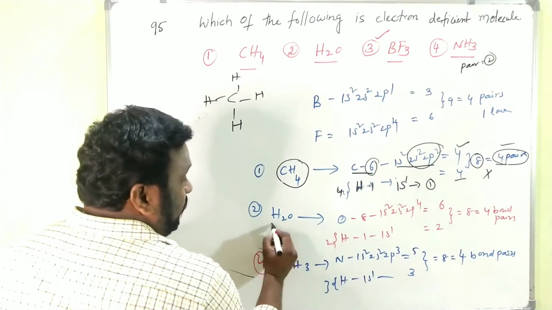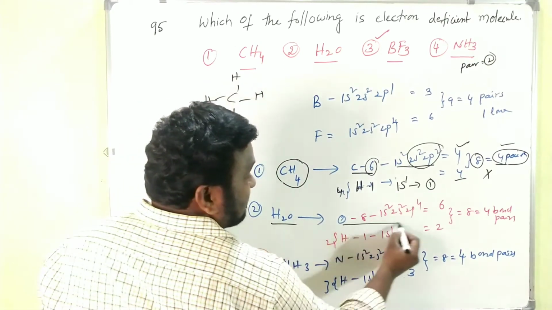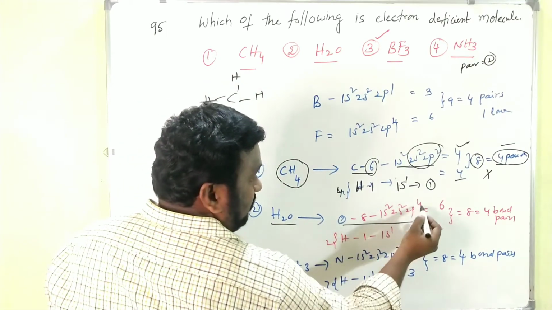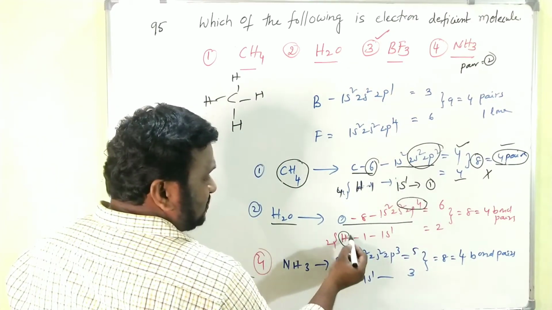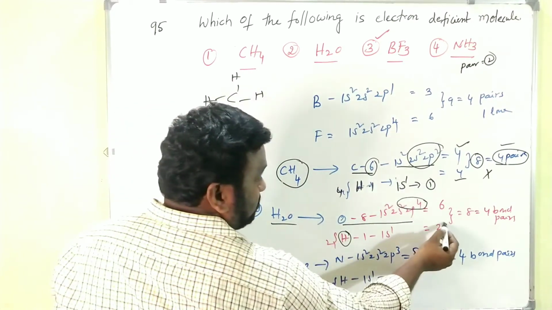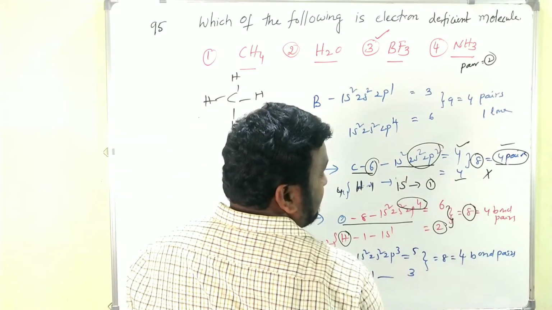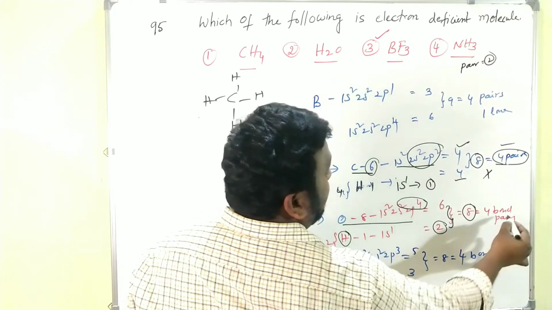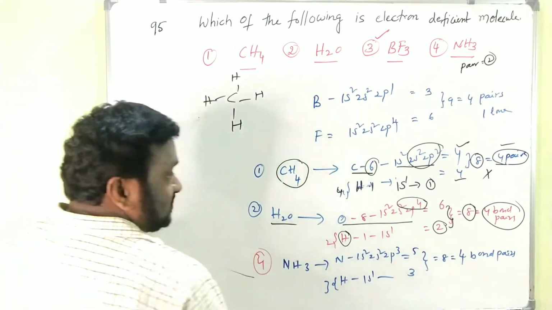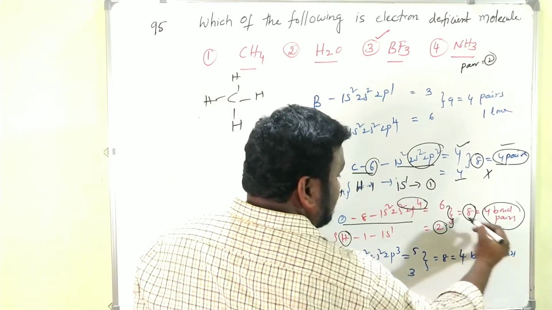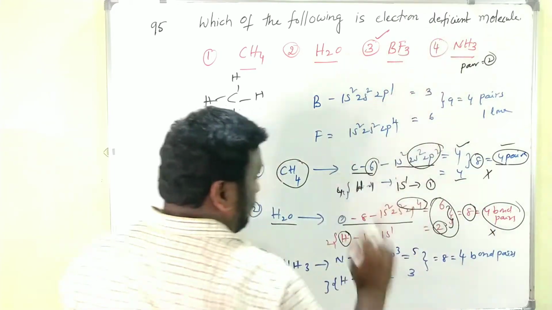Next, let's go for H2O. In H2O, oxygen is there. Configuration is 1s2, 2s2, 2p4. How many valence electrons are there? 6. As usual, hydrogen has 1 each, so 2. Again, 6 plus 2 means how many electrons? 8 electrons. For every bond 2 electrons, that's why 4 pairs are formed. That's why there is no single electron. All valence electrons are in pairs, so it is not a deficient molecule.